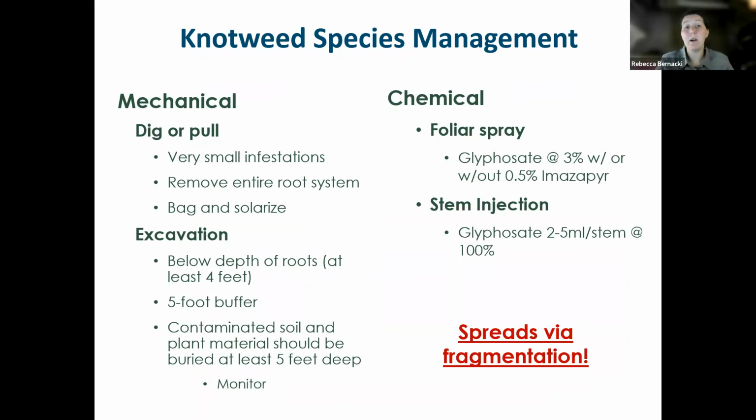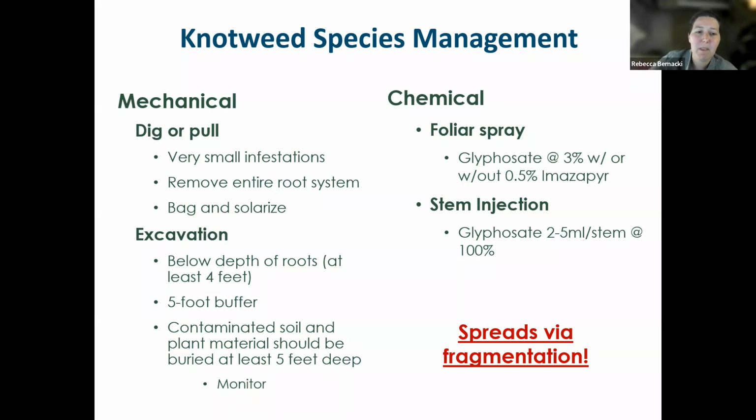So what are our management options? We can dig or pull very small infestations. So if we only have a few plants, we can dig them out, making sure to remove their entire root system. We can then place that plant material in a contractor bag, leave it in the sun for 2 to 3 weeks until it solarizes. So once it becomes partially decomposed, those plants are now non-viable, and we can dispose of that in our normal trash stream.